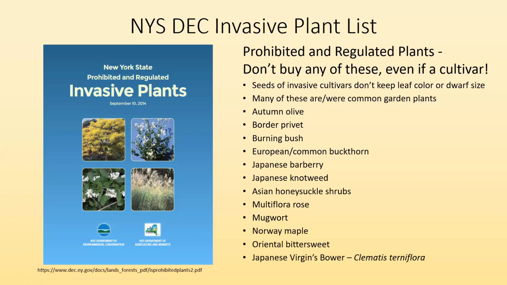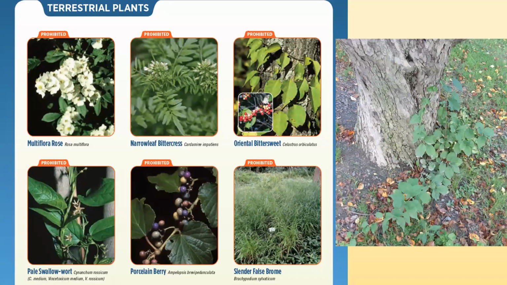Just invasives. DEC has an invasive plant list. Don't buy anything on this list. They have a list of prohibited plants that are illegal to sell that you do still see sometimes in nurseries, so you want to be careful of that. And regulated plants that need a warning label on them to sell them. But I would not buy any of these. Most of them are autumn olive, border privet, burning bush, buckthorn, Japanese barberry, multiflora rose, oriental bittersweet, and the non-native clematis. There's a lot more, obviously. This is just a few.